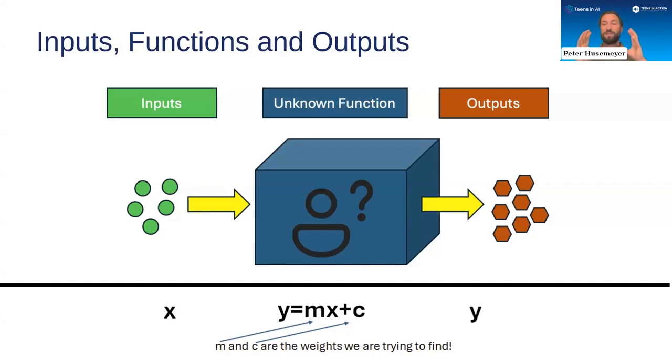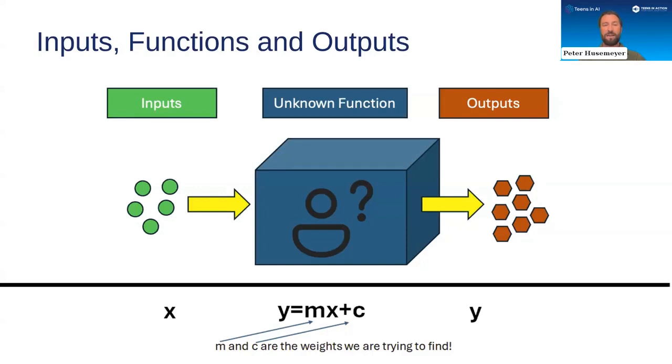Now, this thing in the middle that does the transformation is super important. We call it a function or an unknown function. And the essence of machine learning is to figure out what that function is.